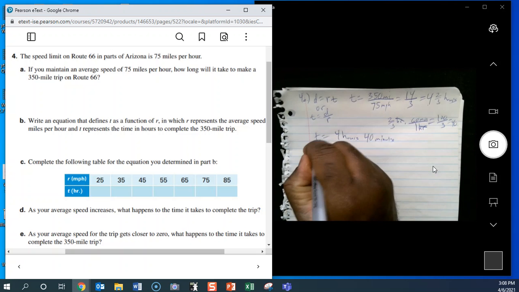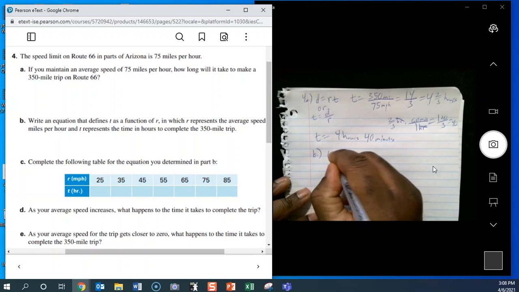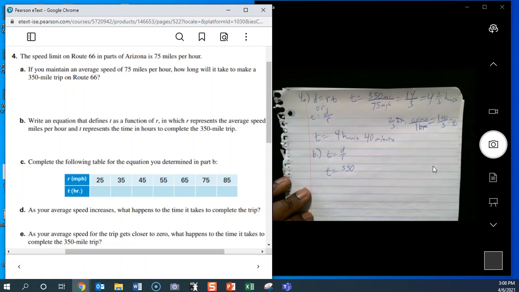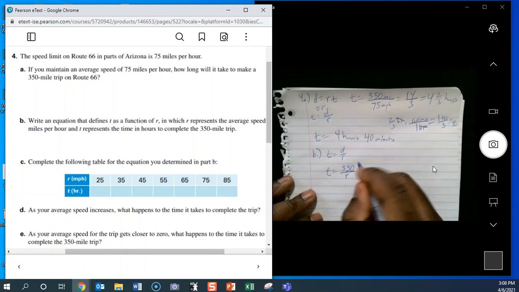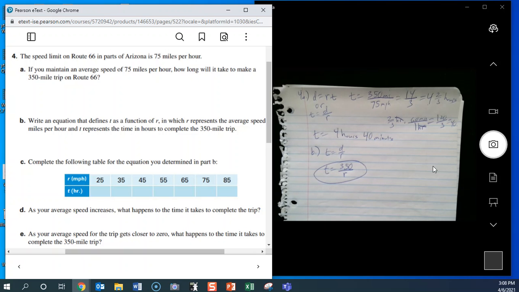All right. Now we move on to B. It says write an equation that defines t as a function of r, in which r represents the average speed in miles per hour and t represents the time in hours to complete the 350-mile trip. So this is still the time formula. Time is equal to d over r. We know that the distance is 350, but we don't know what the r is, so we will leave the r the same. And we're done, because they wanted us to write this in terms of r.